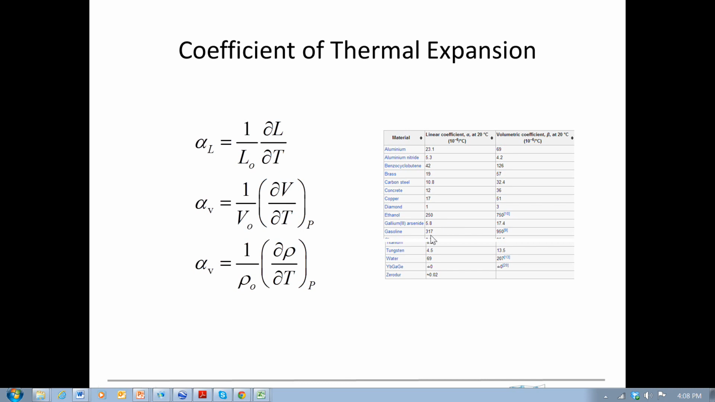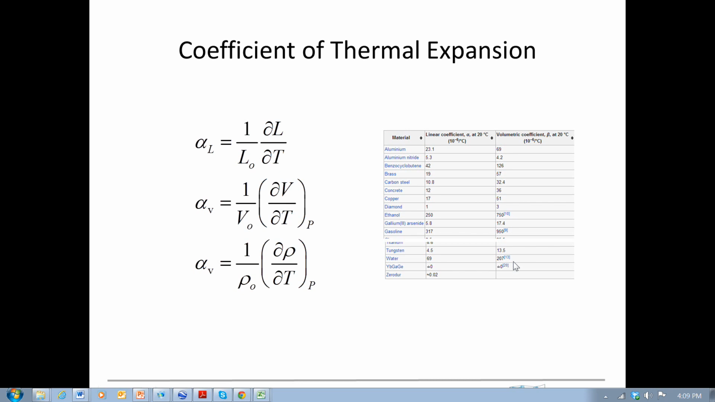And gasoline is a good bit more. Now, if we go down here to water, 69 times 10 to the minus 6 for linear, or 207 times 10 to the minus 6 for volumetric. So the thermal expansion that we want to use for the density would be the volumetric thermal expansion, and it's going to be about 2 times 10 to the minus 4 per degree C.